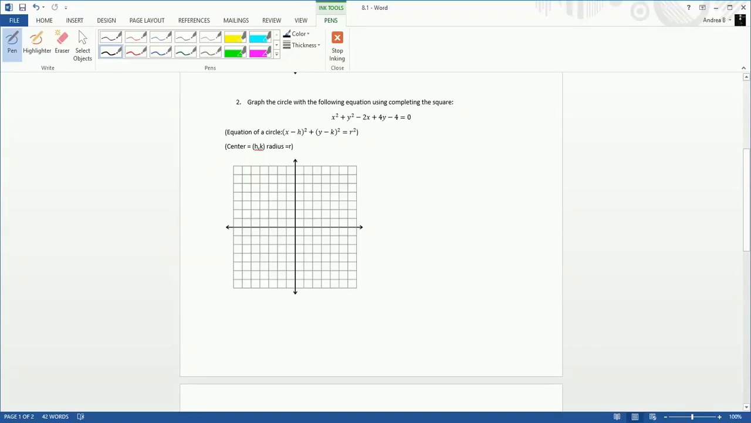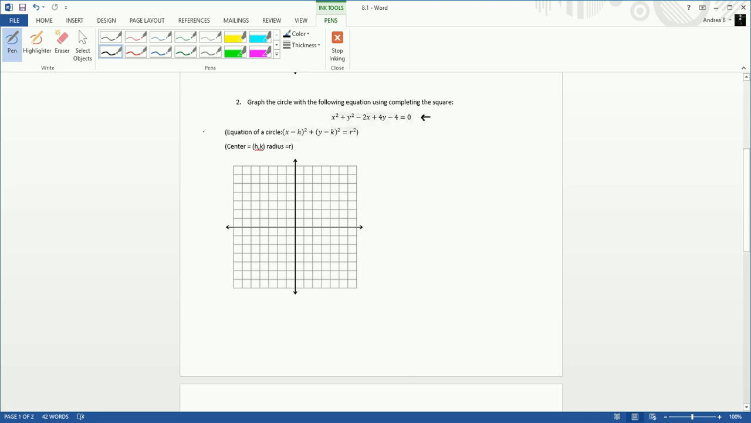Alright, so like I said in the first part of the video, for number 2, it's a little bit longer. We're going to have to graph the circle here using completing the square. So here we've got it in this form to begin with, which is not the correct form that we want.